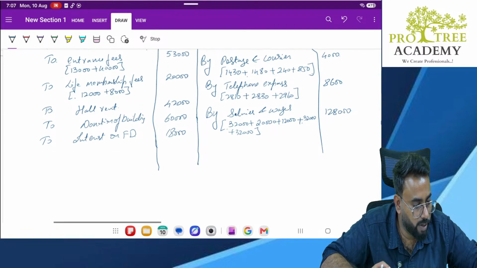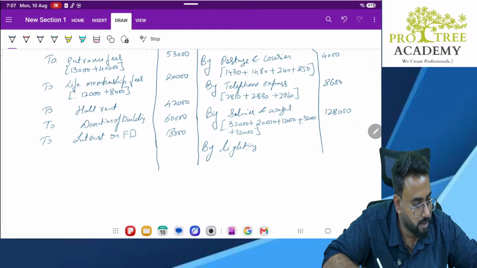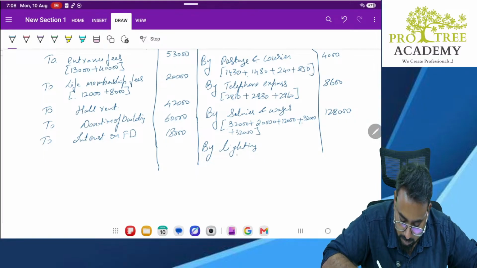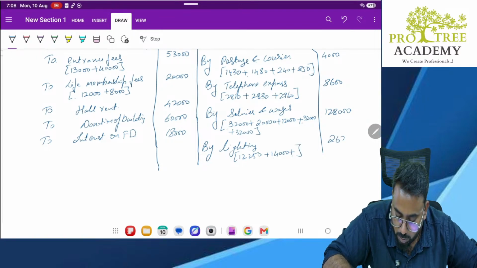By postage charges already done. Telephone done. Lighting. By lighting. How much is the lighting? 12,250 plus 14,000, plus anything else? Lighting and power, power and electricity. So 26,250.